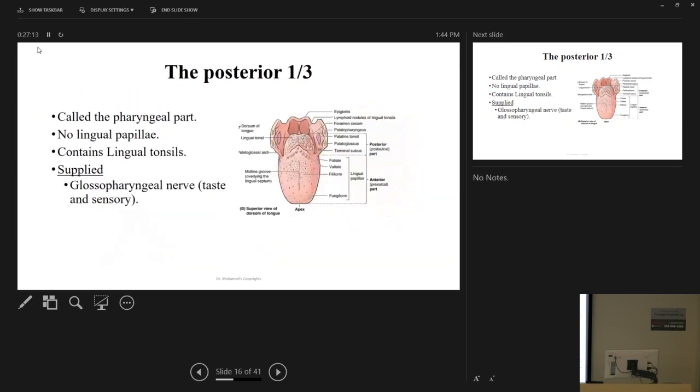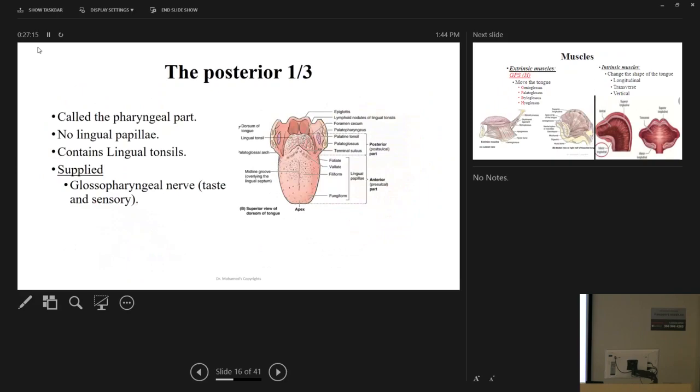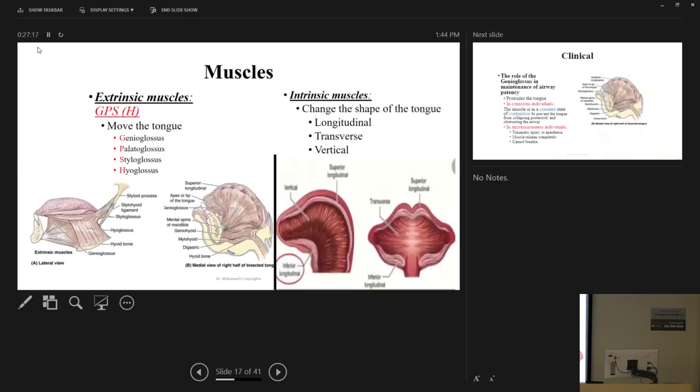Now let's move on. The posterior 1/3, we have talked about that, right? Muscles. Muscles of the tongue. We have two types of muscles: extrinsic muscles and intrinsic muscles. I like the mnemonic that I created, which is not very special, but I like it, right? So it's GPSH, GPSH. Those are the extrinsic muscles of the tongue, right?